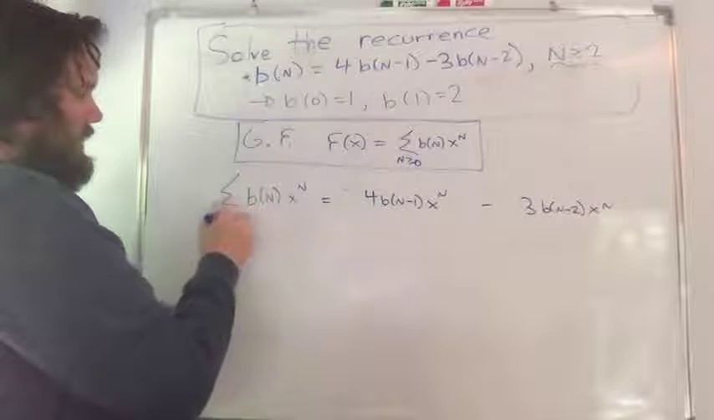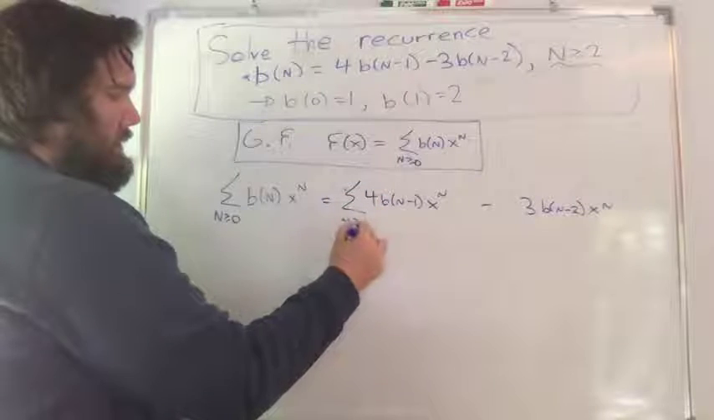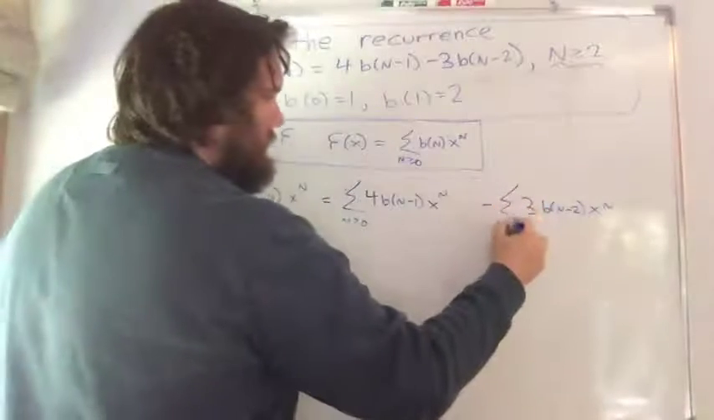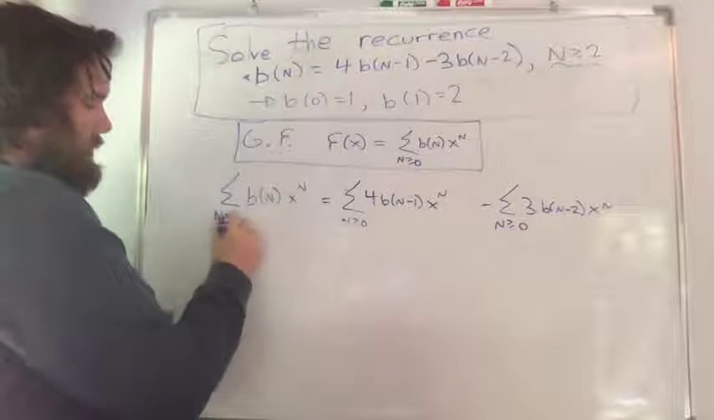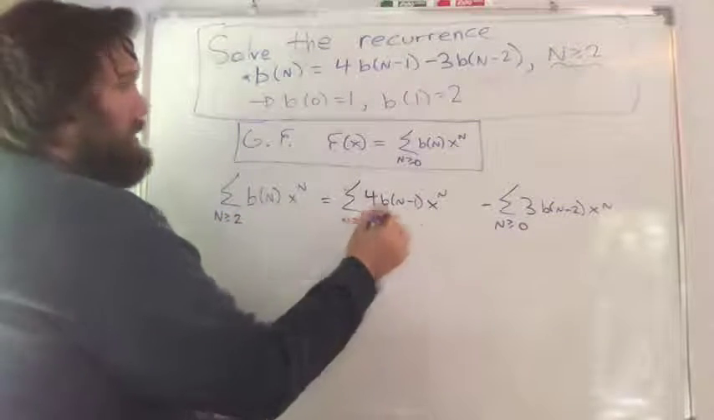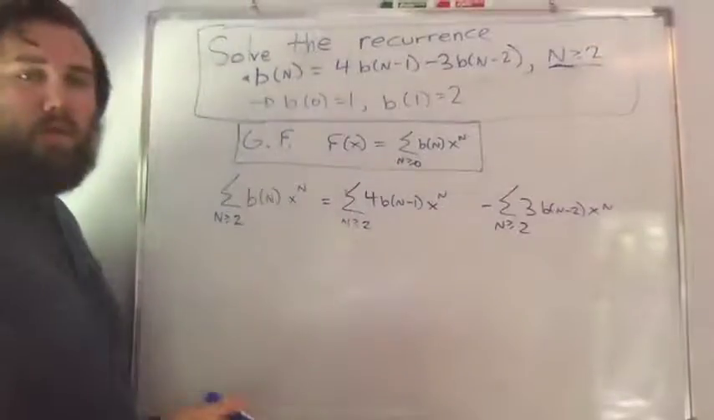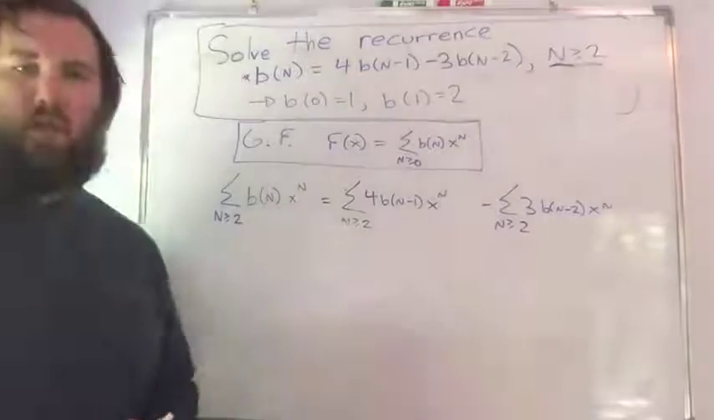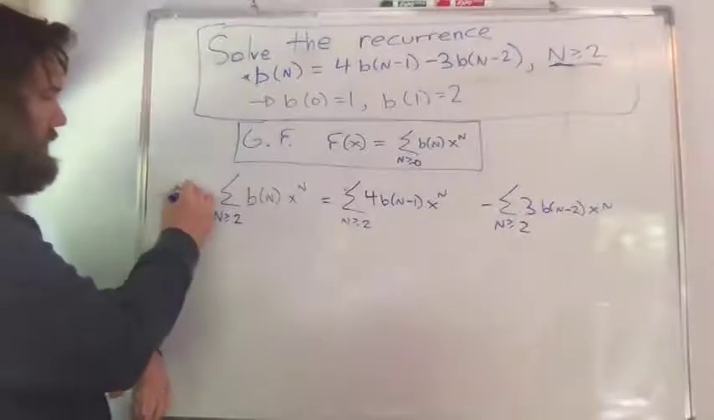And then I can add all of these for n greater than or equal to 0. And so this is the equation I'm going to be working with. Sorry, this should be n greater than or equal to 2, because that's where my recurrence is valid, at n greater than or equal to 2. So I've gone from this equation to this equation.